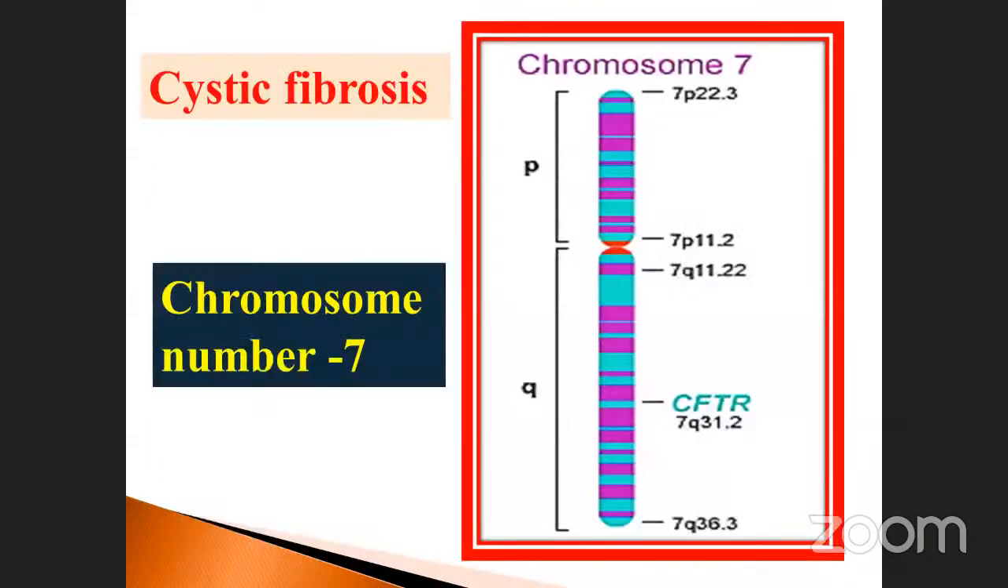Okay, so go to the next one. See the cystic fibrosis, chromosome number 7. So these are the chromosomes. Here, chromosome 7, see here, 7p22.3. This is nothing but the gene location. This is the centromere. The upper part is P. Note it down, my dear students.